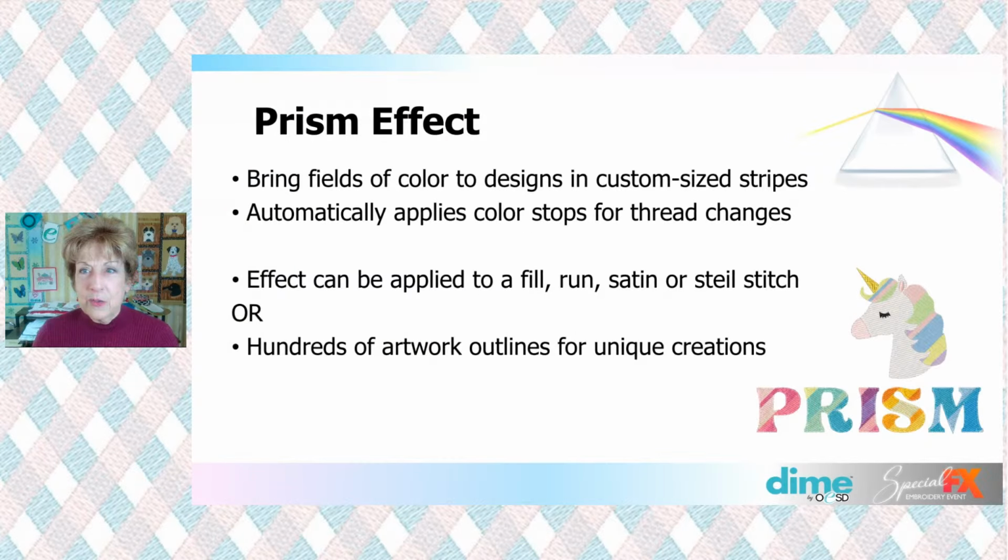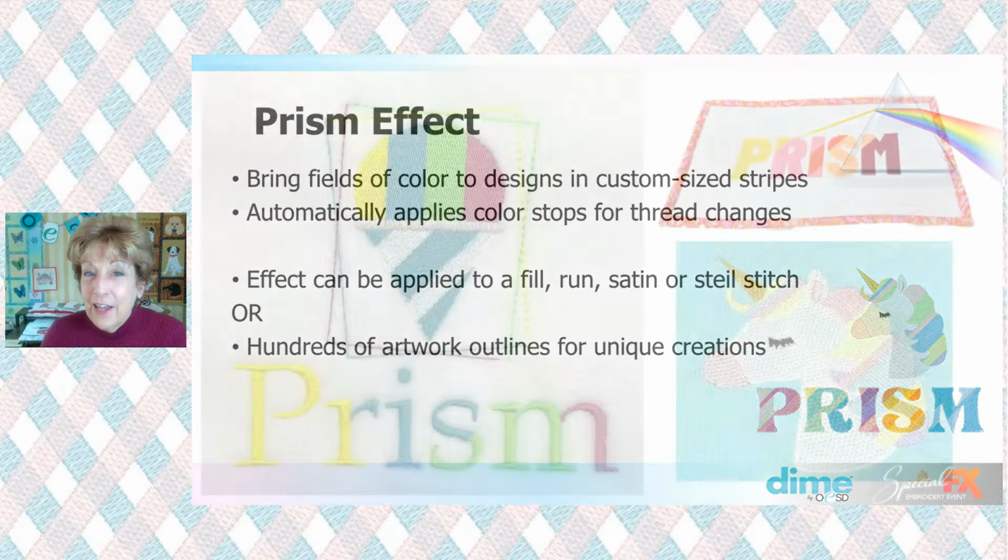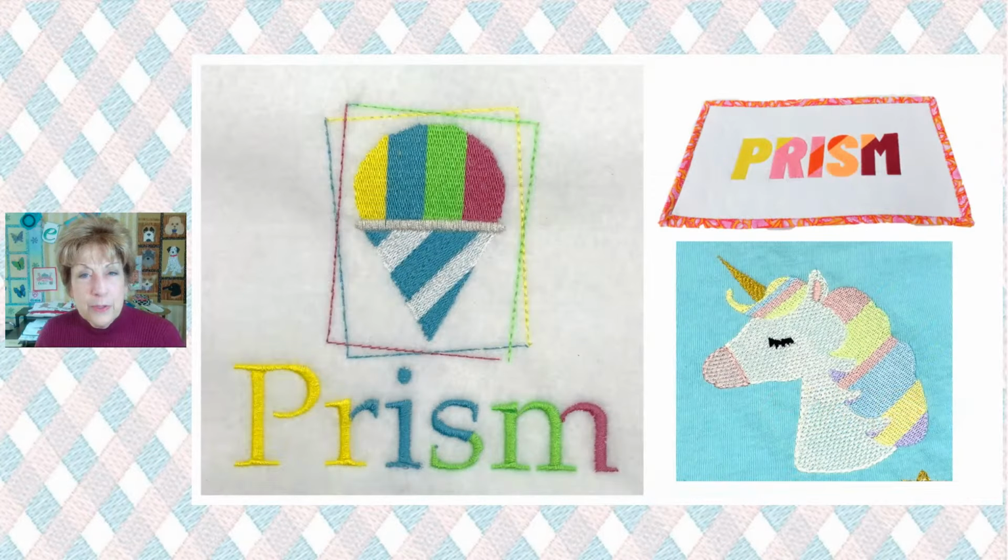Okay, on to the next one, the prism effect. This effect brings fields of color to your design in custom sized stripes. It automatically applies color stops for thread changes. It looks like it might be variegated thread, but it's not. It's color changes. Now this is very versatile because you can use it in a run stitch, a fill stitch, a satin stitch, a steel stitch, or choose from any of the hundreds of artwork images that we've got in the software.